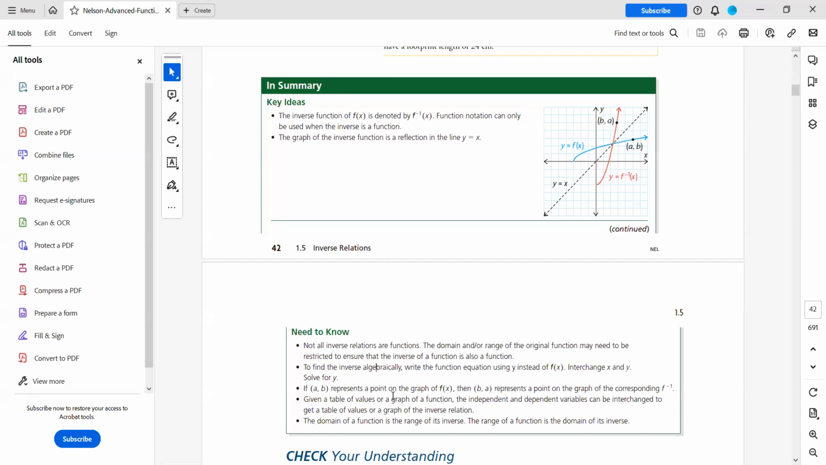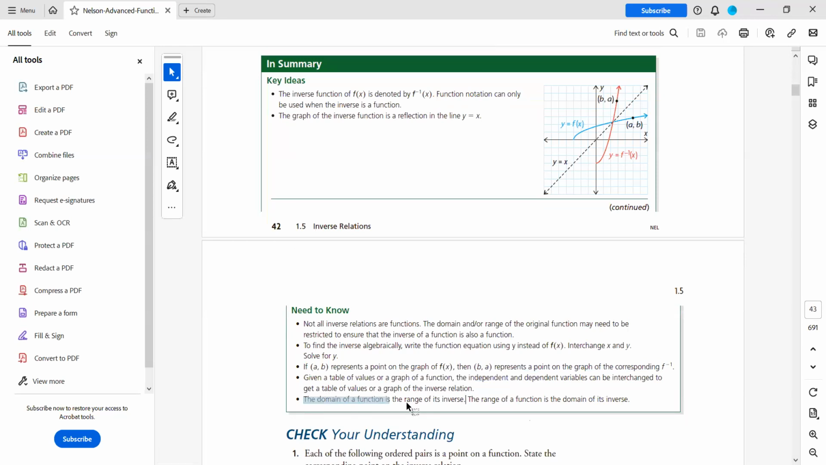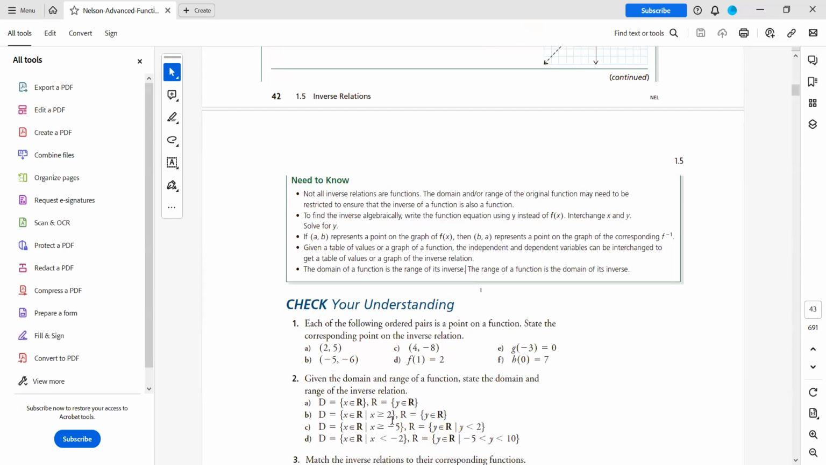Given a table of values or a graph of a function, the independent and dependent variables can be interchanged to get the table of values or a graph of the inverse relation. And finally, the domain of a function is the range of its inverse. The range of a function is the domain of its inverse. You see, that's an example where domain and range are interchanging also.